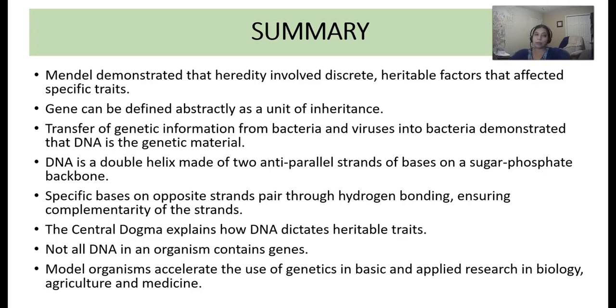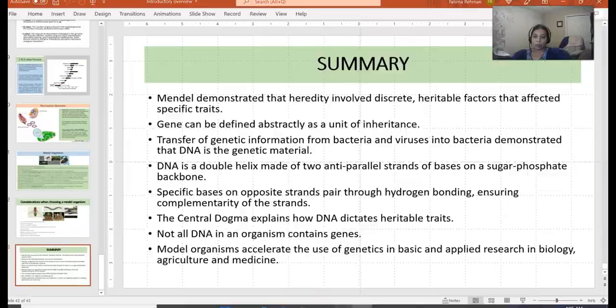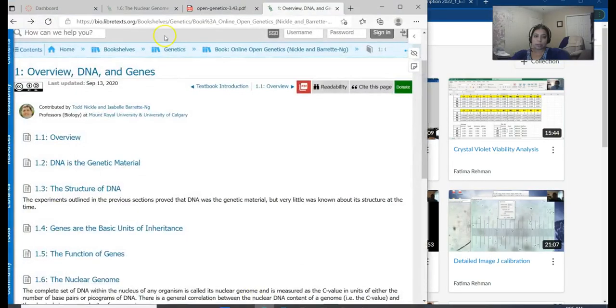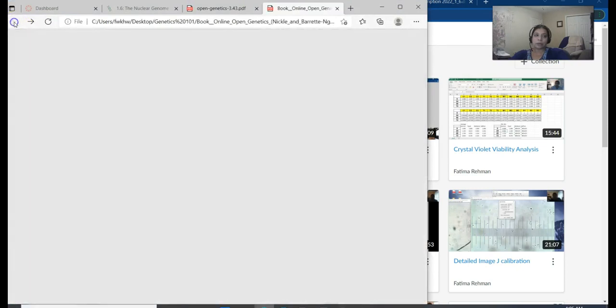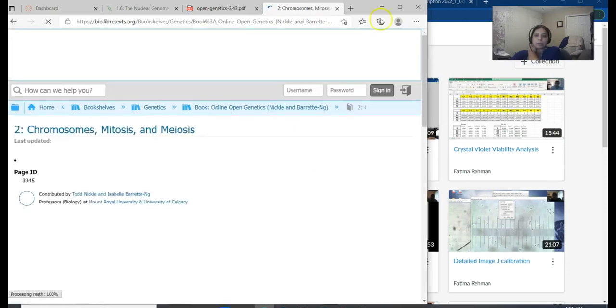So next week, we are going to continue on this journey by working on the next section, which is going to be still going in the same book. We are going to be looking at chromosomes and mitosis and meiosis.